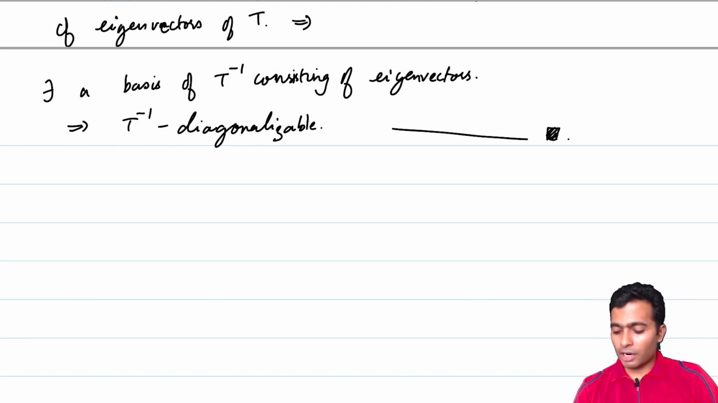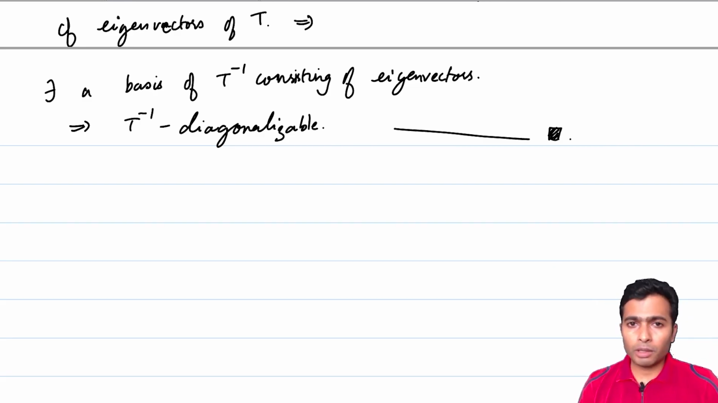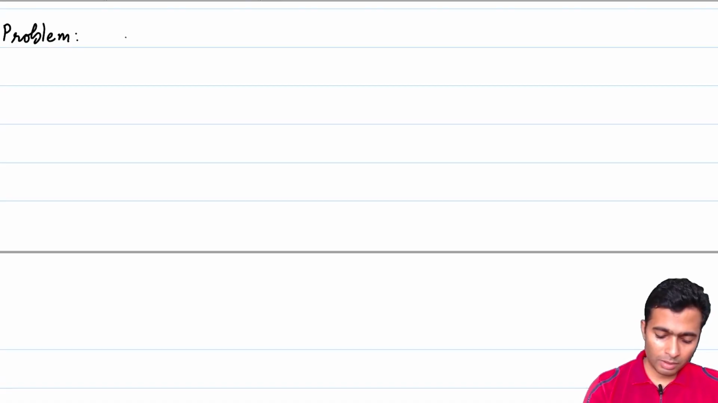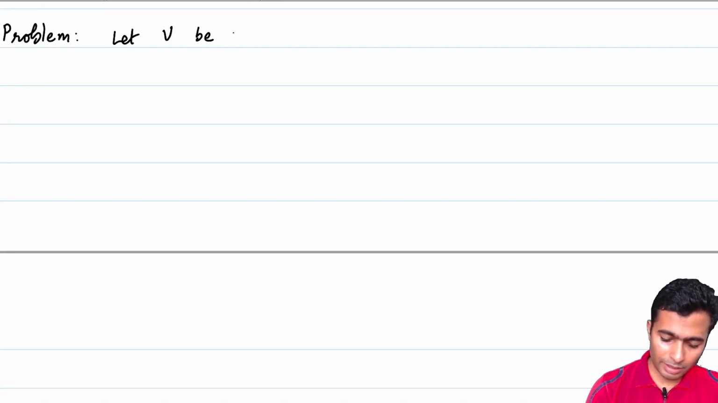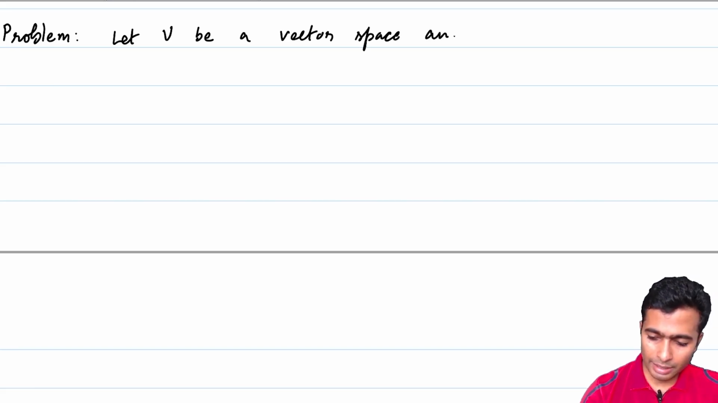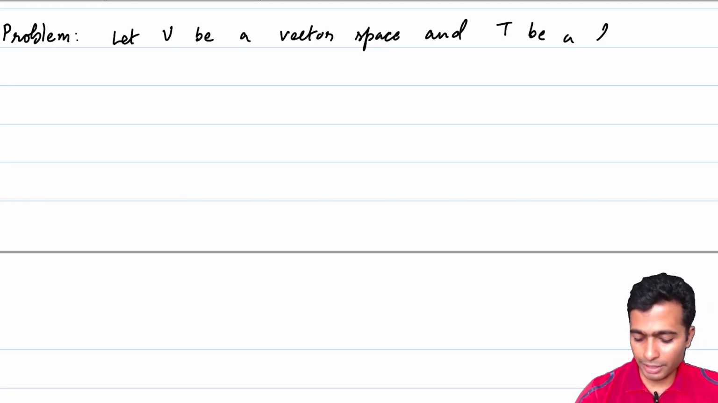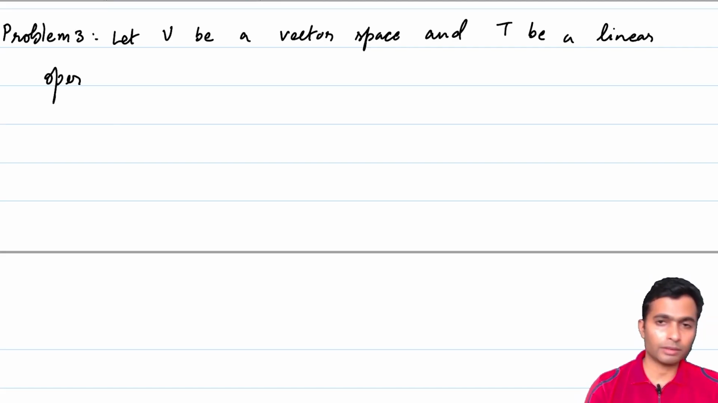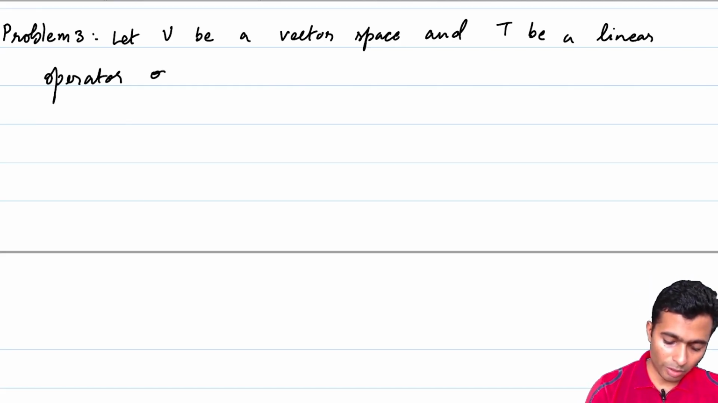The next problem is regarding the T cyclic subspace generated by a vector in a vector space capital V. So let me write down the problem. Let V be a vector space and T be a linear operator on V. This is, I think, problem 3.